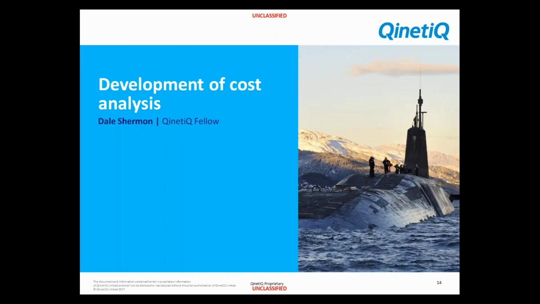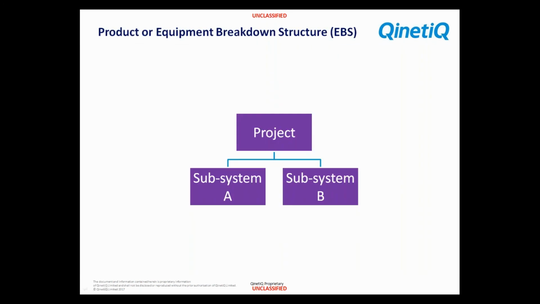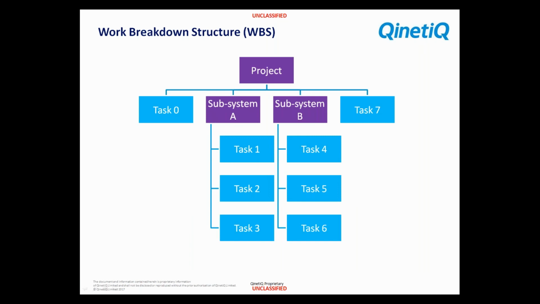Right, so how do we develop a cost analysis? We've taken a very simple structure, a very simple project with two subsystems, A and B. We develop that further and put some work around those two subsystems. What do we have? We have essentially 8 tasks. Task 0 might be project management. Tasks 1 to 6 may be design and manufacturing activities, and then perhaps task 7 is the integration. Regardless of what it is, they're tasks. There are pieces of work we intend to do to actually deliver this project.